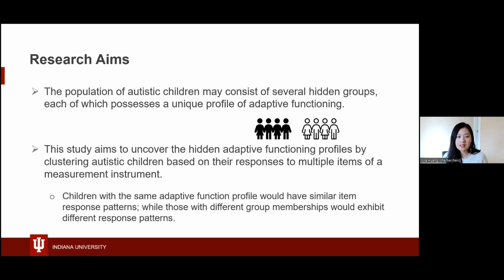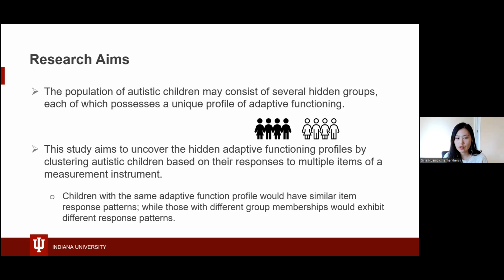And the idea is, in this study, we want to uncover these hidden adaptive functioning profiles. We want to know how many meaningful adaptive functioning profiles there are in a population, and we also want to know what the characteristics of each of those profiles are, and how we can make use of those characteristics to design either intervention plans or a specialized curriculum.